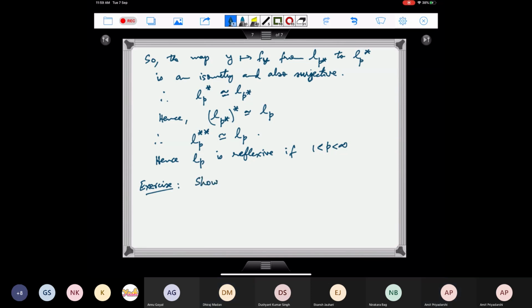So maybe this I'll leave as an exercise, so that L1 star is equal to L infinity. Maybe I'll write, however, that L infinity star is not the same as L1. So hence L1 is not reflexive.